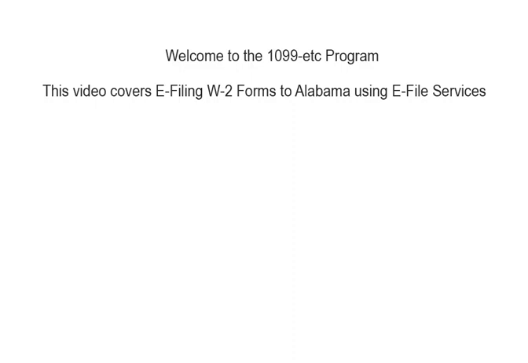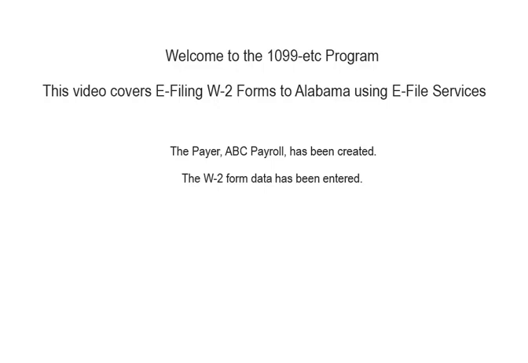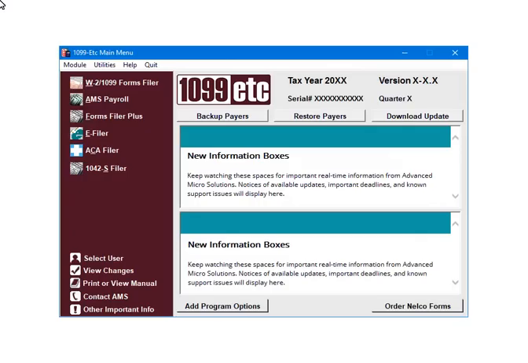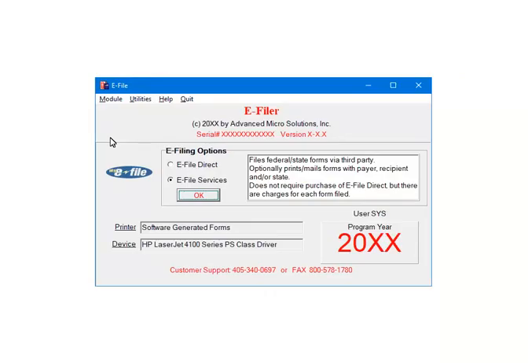This tutorial covers e-filing the W-2 forms to Alabama using e-file services. To begin, the payer, ABC Payroll, has been created, and the W-2 form data has been entered. This is the main menu. To continue, select E-Filer. This is the E-Filer menu. Select e-file services. Now click OK.